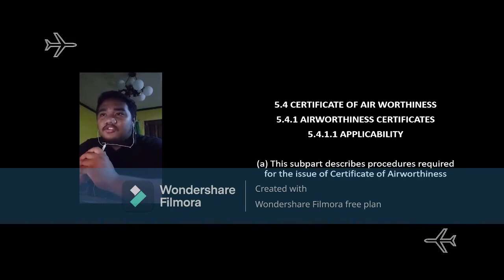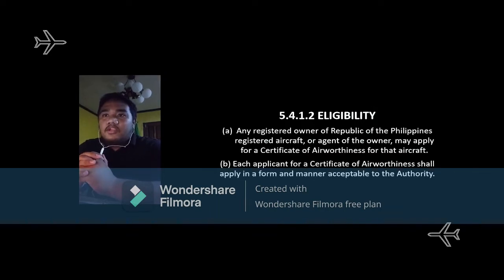I'm here to discuss the Certificate of Airworthiness. This subpart prescribes procedure required for the issue of the Certificate of Airworthiness. Eligibility: any registered owner of Republic of the Philippines registered aircraft or agent of the owner may apply for a Certificate of Airworthiness for that aircraft. Which applicant for Certificate of Airworthiness shall apply in the form and manner acceptable to the authority.